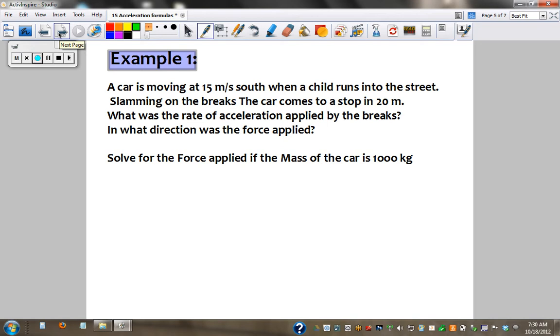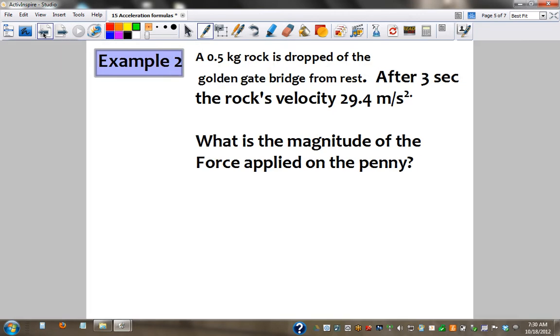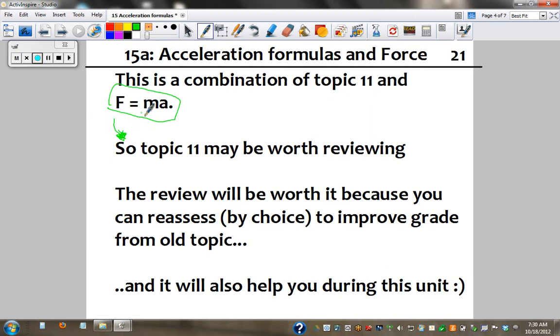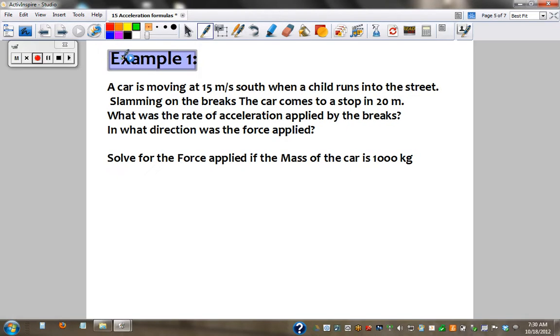Okay, I'm going to go right into example 1 because there's really nothing new. It's combining a formula we already know with a topic we've already gone over. So I'll solve for this first one. So let's read through. The first thing we want to do is identify what's the question.